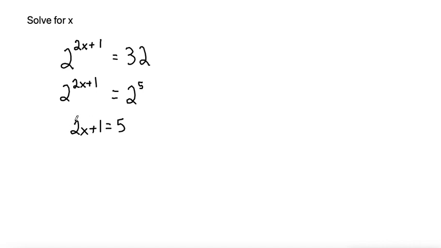From here, I just need to solve this linear equation. I can subtract 1 on both sides to make 2x is equal to 4. Divide both sides by 2 to finish solving for x. X is equal to 2.